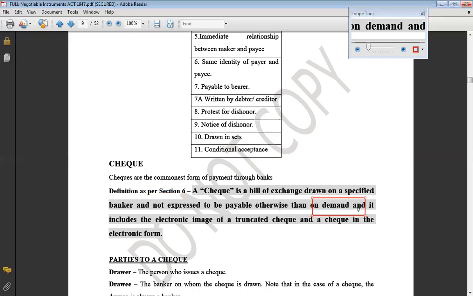Then check will also include the electronic checks. So now these days electronic checks are also issued, and in that case the electronic image of truncated check will also be considered as check itself. That means check need not be in physical form only, but it can be in electronic form also, or it can be electronic image of a truncated check also. So more details about this truncated check and electronic check will be discussed in the later topics.